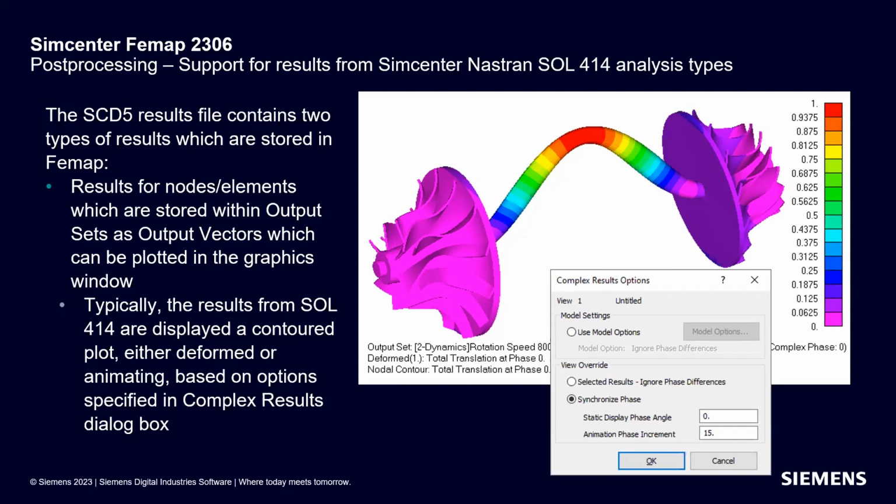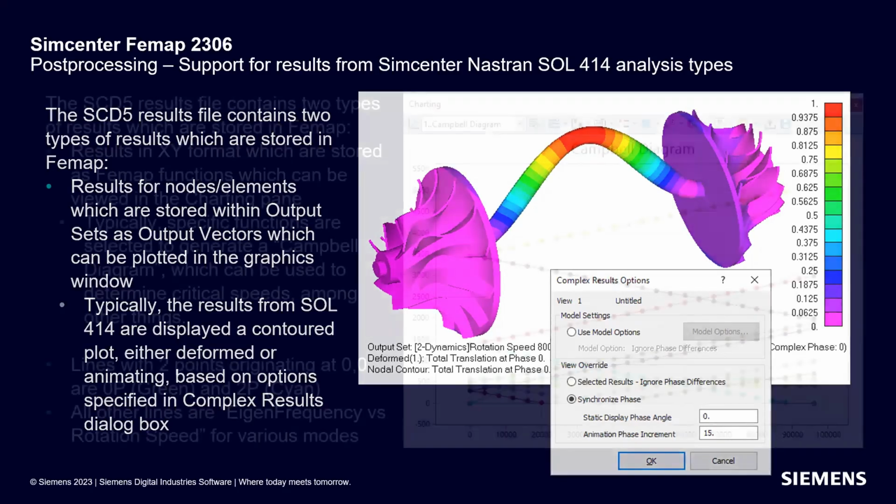an animation of that single results file based on that animation phase increment. So if it's at 15, it's just going to go 15, 30, 45, 60, 75, 90, etc. and it'll just keep repeating that to animate your model. So that's a great way to look at any solution that provides complex results.